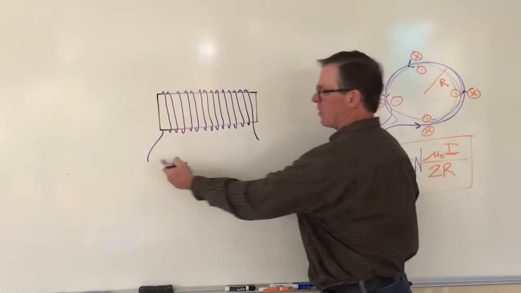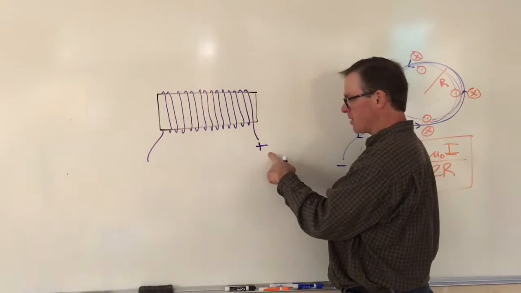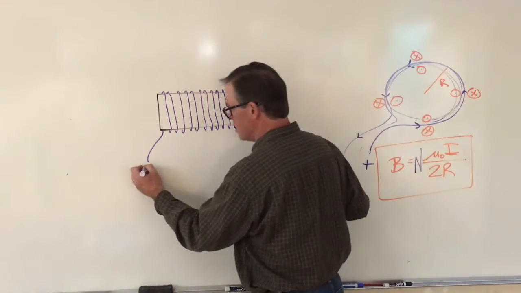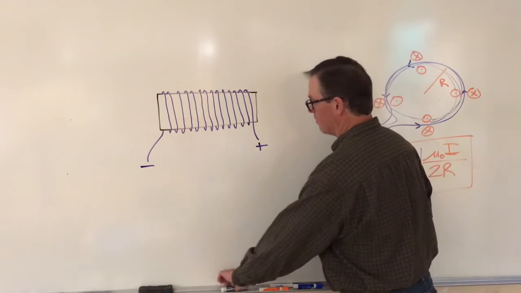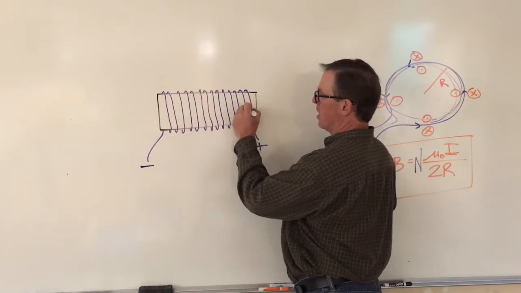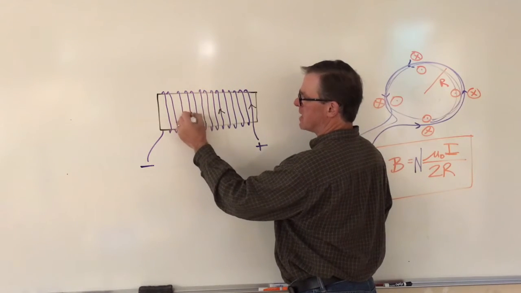You know, it doesn't really matter which side I make positive or negative. Let's just imagine that this is connected to the positive terminal. This is connected to the negative terminal. So the direction of current flow is up the front, down the back, up the front, down the back.